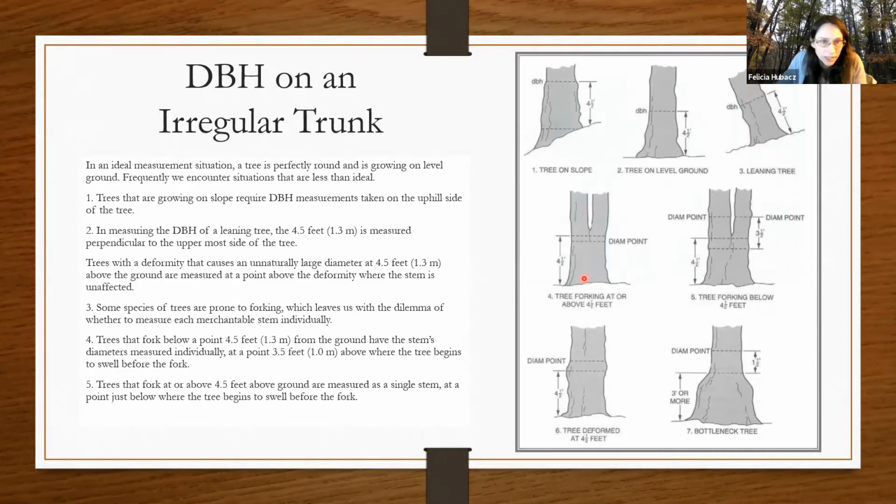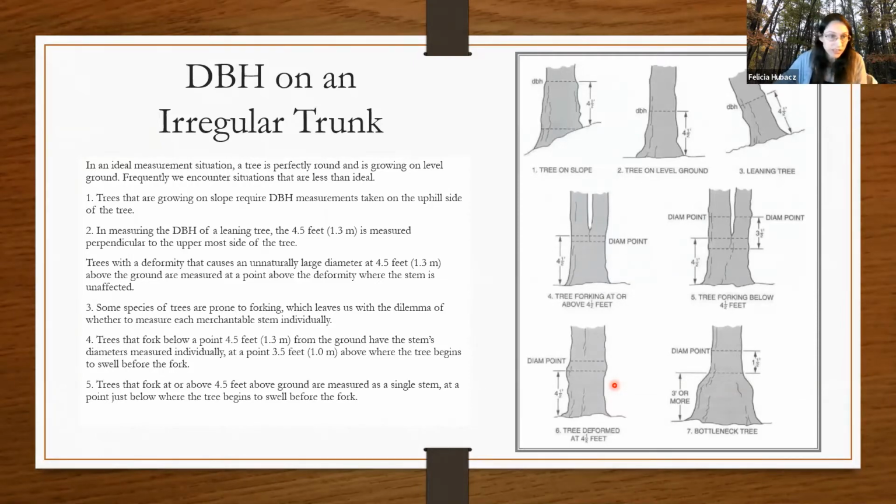Down here, we have trees forking at or around that diameter point. If the tree forks above the diameter point, you want to bring it down just a little bit. And if the tree is forking below 4.5 feet, what you want to do is go up here and measure these two separately as two separate trees. And that'll give you a more accurate reading. And of course, if there's any irregularities, like a weird bottleneck tree or a tree with deformity like a bole or a canker, you don't want to measure that because that'll mess your readings up.